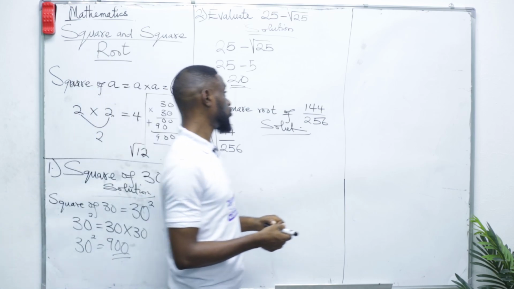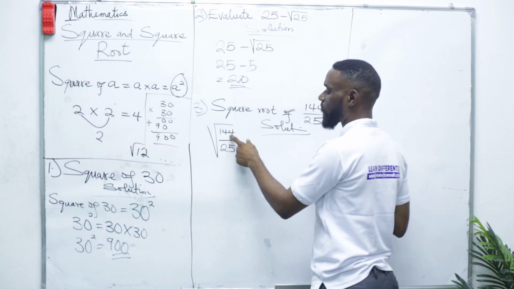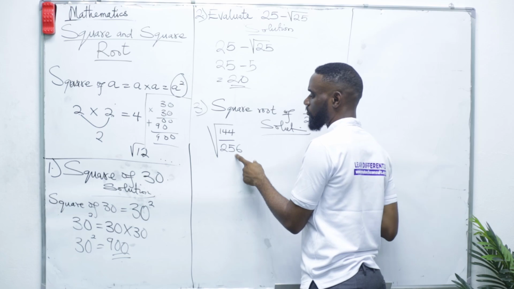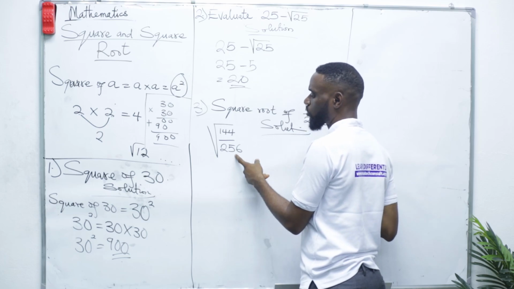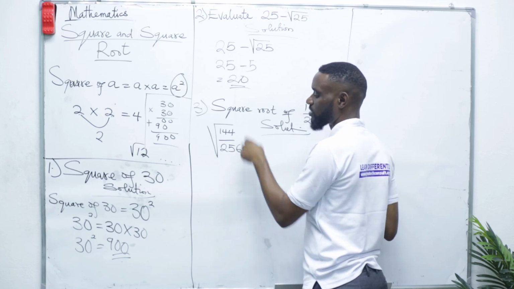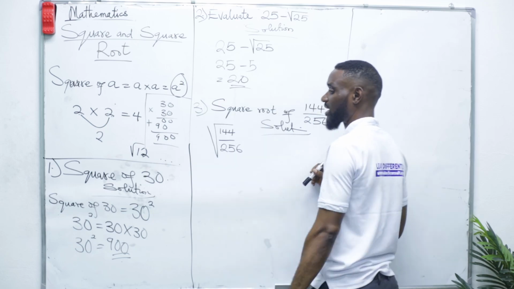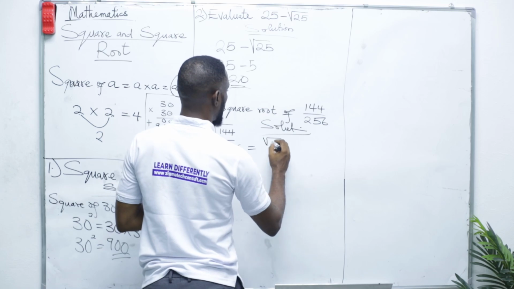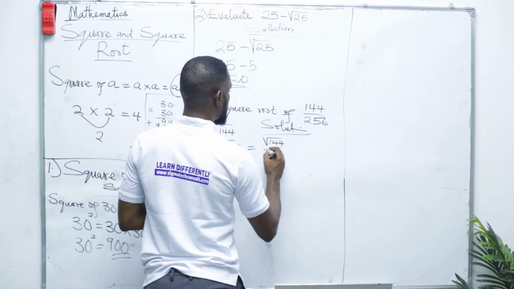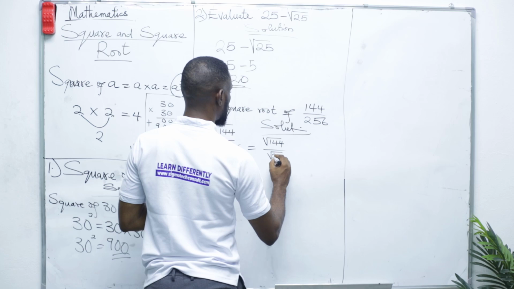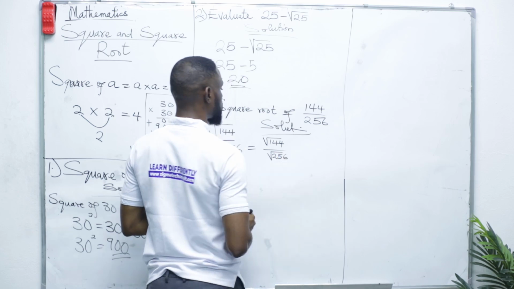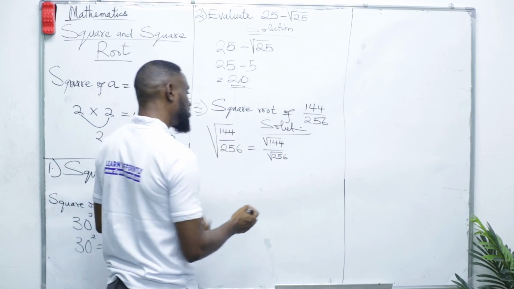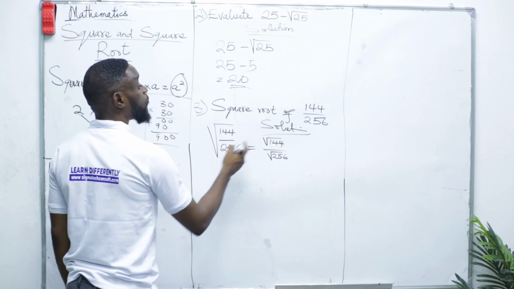So this is what we are going to do. We'll look for the square root of 144, and we'll look for the square root of 256. Then once we do that, we can now simplify the fraction. So this is equal to square root of 144 divided by square root of 256. All right? So let's look for the square root of 144.